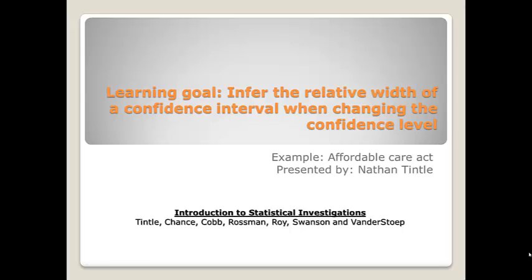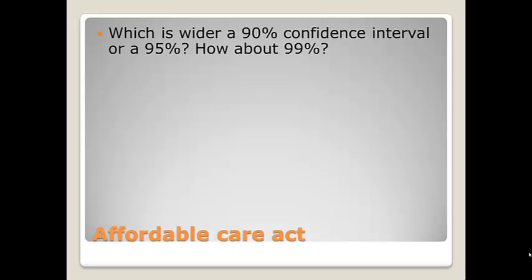In this learning goal video, we're going to talk about how you can infer the width of a confidence interval when changing the confidence level. In other words, how does changing the confidence level impact the width of your confidence interval? We will use the Affordable Care Act data to talk about this learning goal. So which is wider? A 90% confidence interval? 95%? How about 99%?